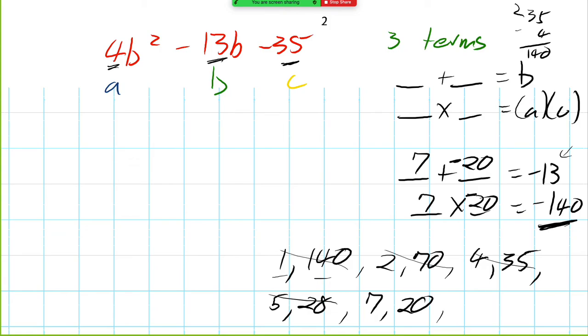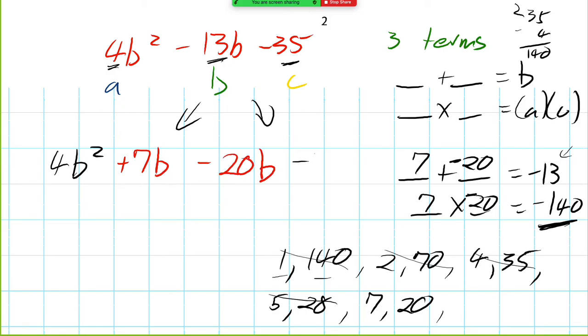Okay, so we're going to use some decomposition. That's a lot of build-up work just to decompose the middle term here. The first term will stay the same. We have 4b squared. And what we're doing is rewriting negative 13b as positive 7b and negative 20b. And the reason we can do that is because if you combine them together, positive 7 and negative 20 actually equal negative 13. So we haven't really changed the equation, but we've put it into 2 groups now.